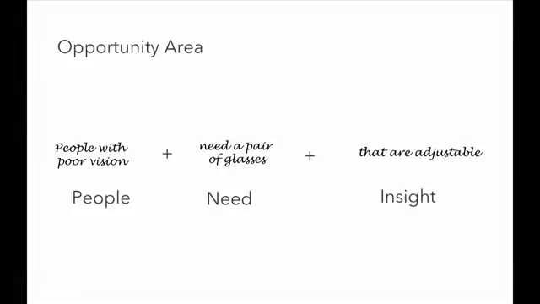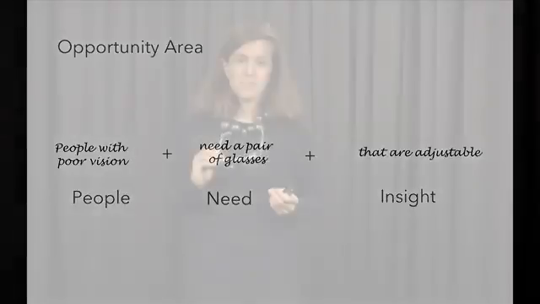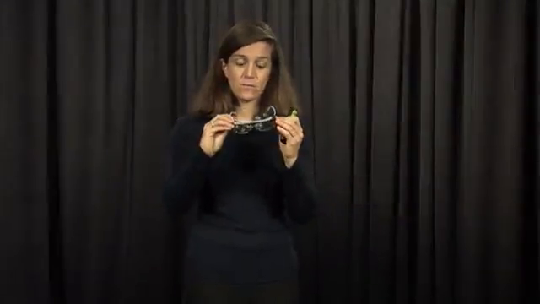So here's an example of a bad opportunity area statement that would have only led to one solution and not a breadth of solutions that are necessary for getting to an innovative idea. They could have said, people with poor vision need a pair of glasses that are adjustable. That would have led them directly to this solution, but they may not have been able to consider a whole host of other solutions that informed this final solution.